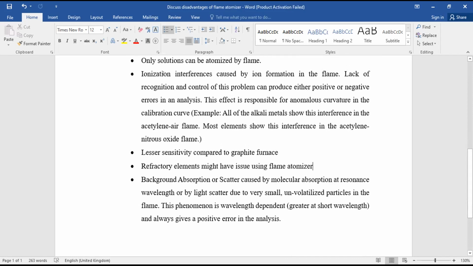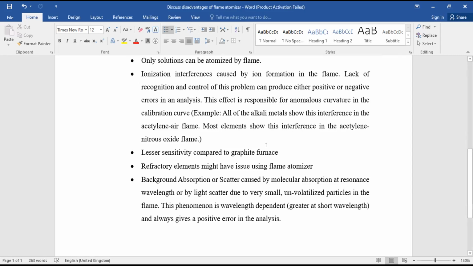Ionization interference is caused by the formation of ions within the flame. Lack of recognition and control of this problem can produce either positive or negative error during analysis. This effect is usually responsible for anomalous curvature within the calibration curve. For example, all the alkali metals show this interference in the acetylene-air flame. Most elements show this interference in the acetylene-nitrous oxide flame.